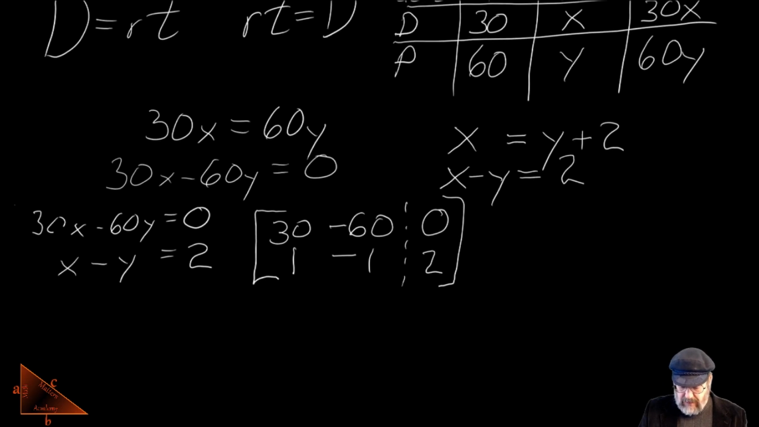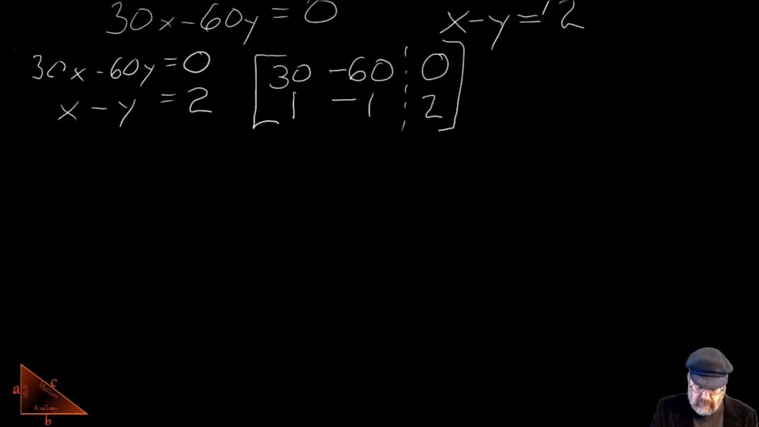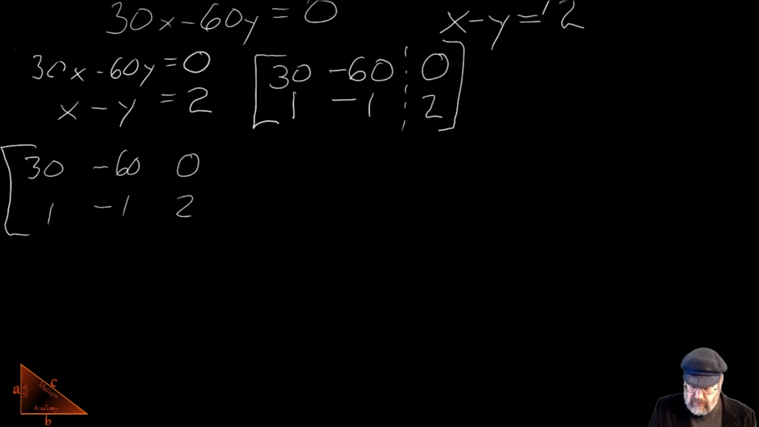So let's start out now with that matrix. We'll begin with 30, negative 60, and 0, and 1, negative 1, and 2. Now, if you've been following along with Math Matters Academy, you know that in one of the previous videos we did an introduction to matrices, and there are only 3 operations that we can use to work with matrices. And one of them is we can rearrange or change the rows.